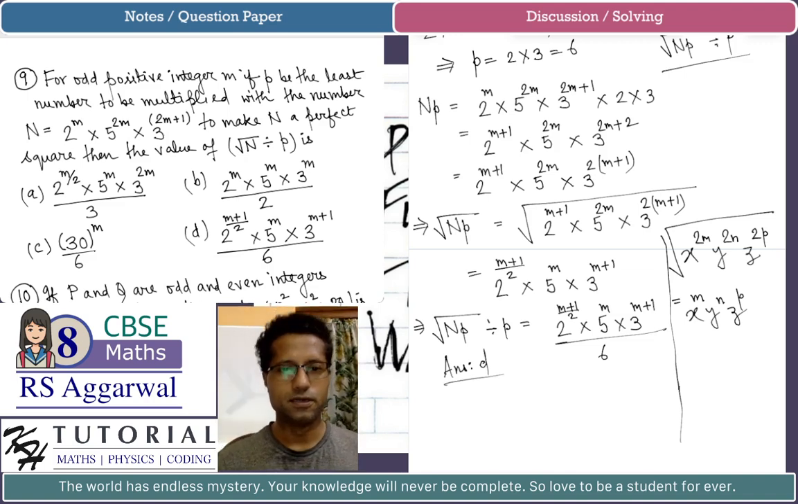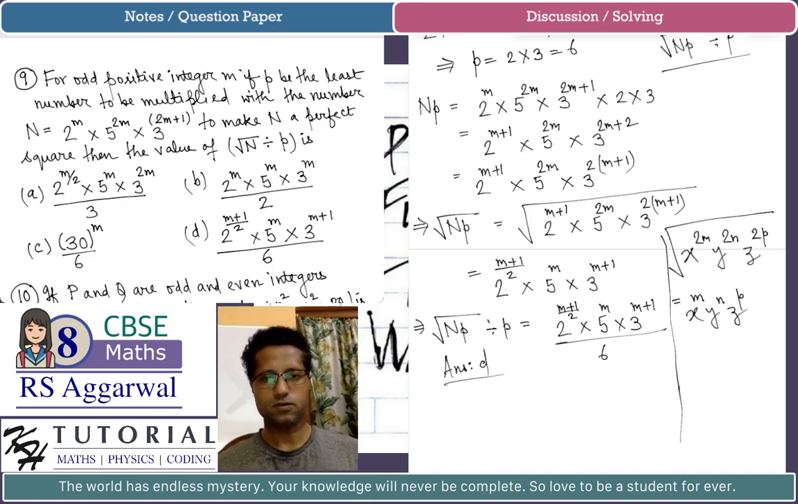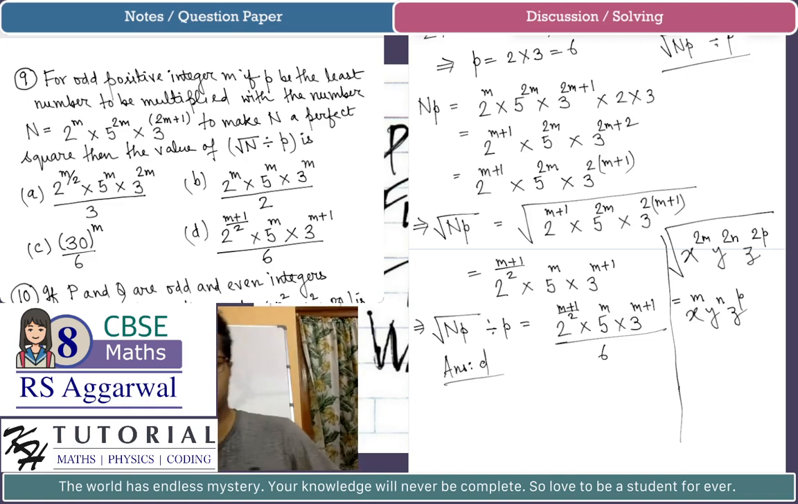So there is a little error in the problem. It should be the value of square root of n multiplied by p, and then divided by p.